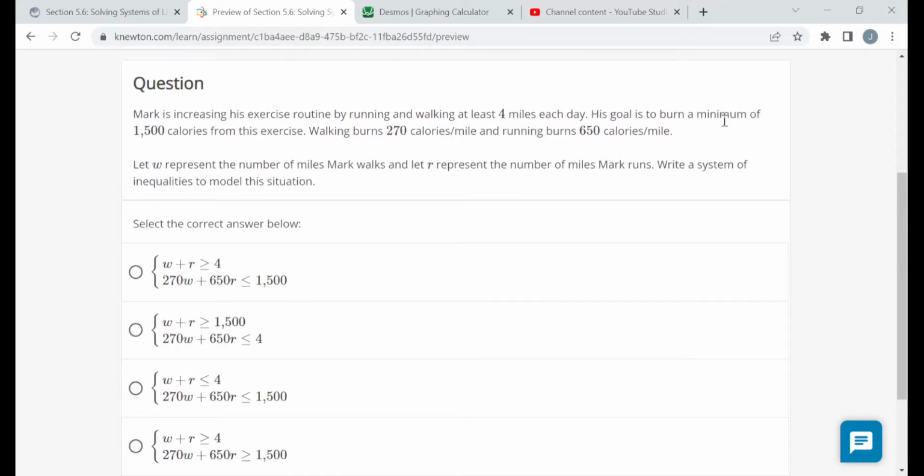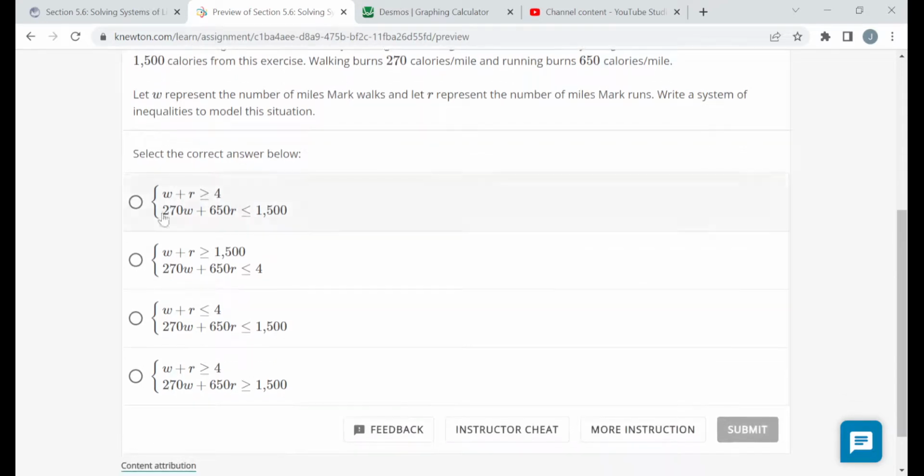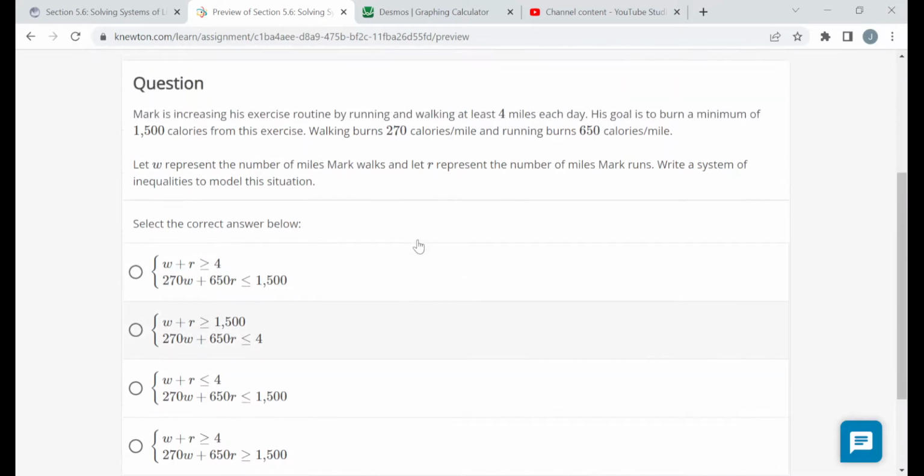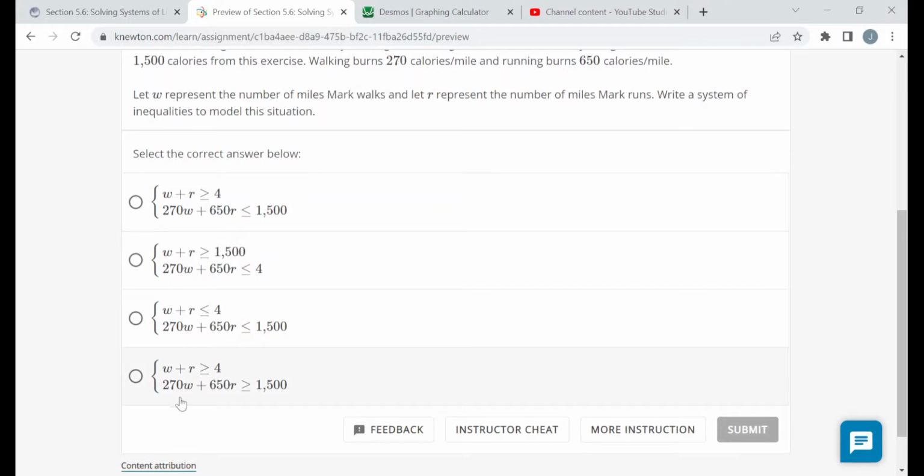His goal is to burn a minimum of 1,500 calories. So minimum means that many calories or greater. And then, 270 calories per mile walking, 650 calories per mile running. So 270W plus 650R should be greater than or equal to 1,500, right? Burn 1,500 calories or more. Walk and run 4 miles or more. That's this last system here.